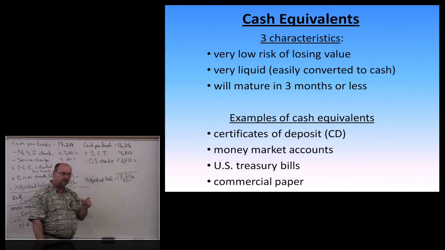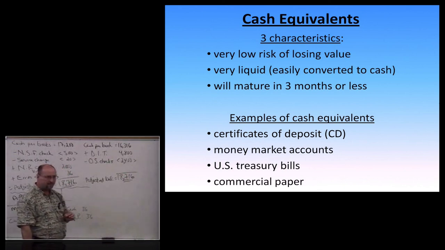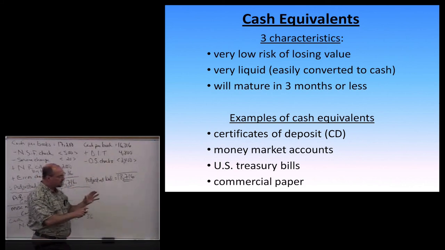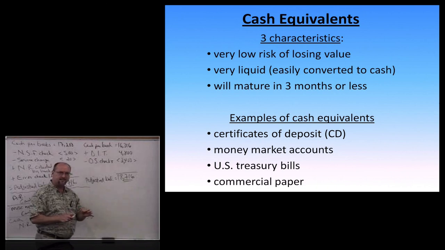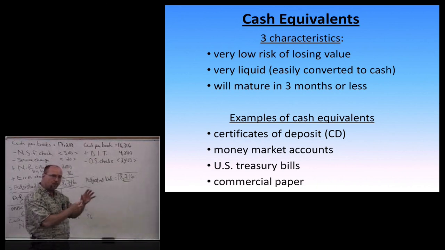And if we go back and look at our current assets, we list them in order of liquidity. Cash and cash equivalents would be first, then short-term investments, then accounts receivable, inventory, supplies, etc. Okay? So this is simply a balance sheet classification issue. Where do we put it?